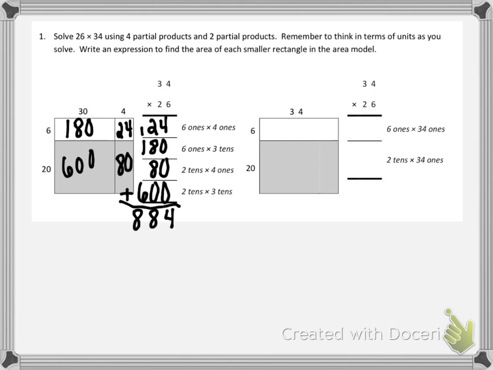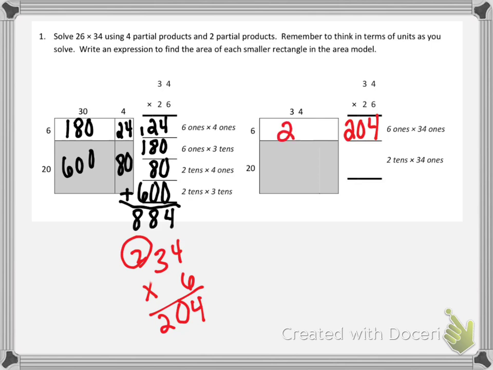Let me just change my color. Make it a little bit more interesting. So let's do 34 times 6, and 6 times 4 is 24, carry the 2. 3 times 6 is 18, plus this 2 is 20. So over here becomes 204. And then in this box, we're getting 204. So that's the area of 34 times 6 is 204.